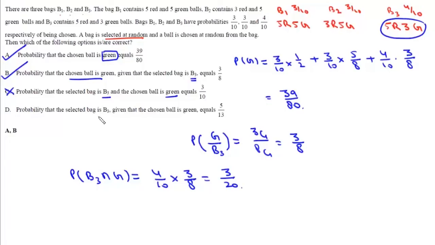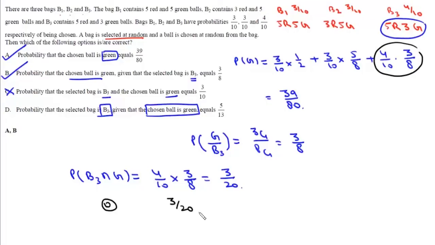The probability that the selected bag is B3 given that the chosen ball is green. Now this fourth one is a Bayes theorem question. So for this fourth one, we have to take this case in the numerator, which is 3 by 20, upon the total case, which is 39 by 80. Now this 4 cancels, so it will be simply 12 by 39, which is 4 by 13. That means this option D is also incorrect. So the correct options are A and B.